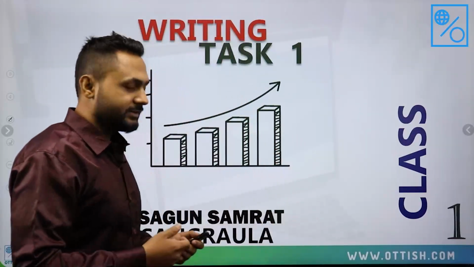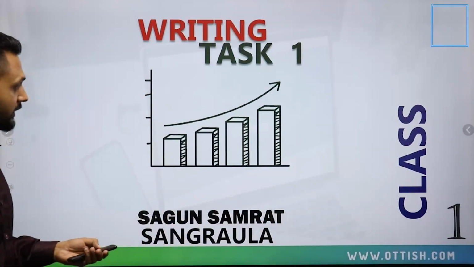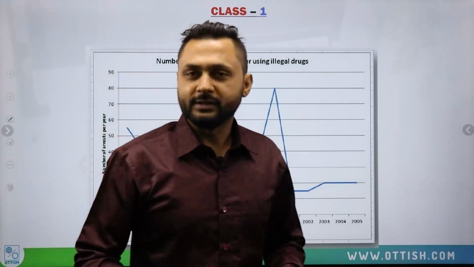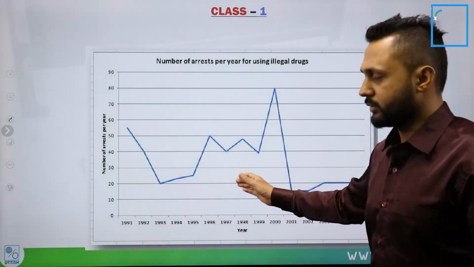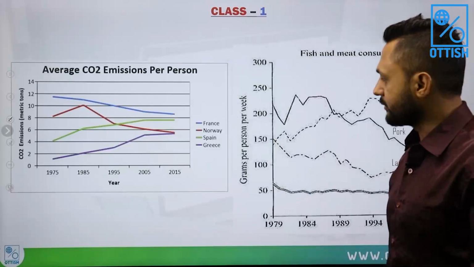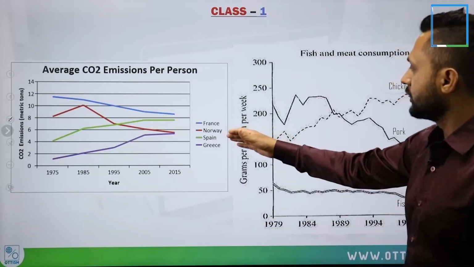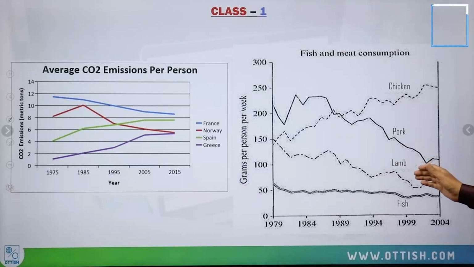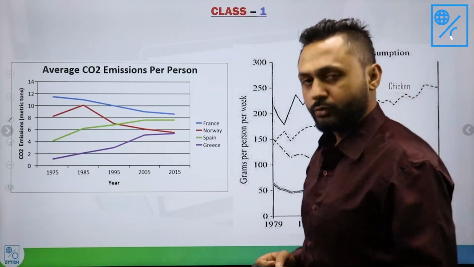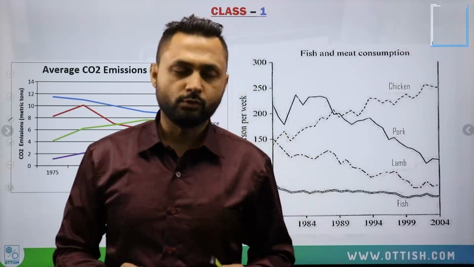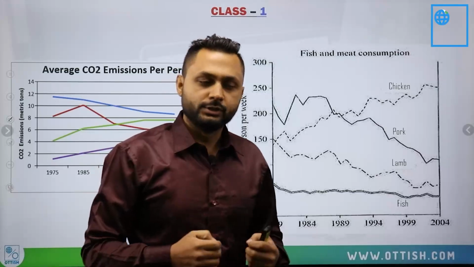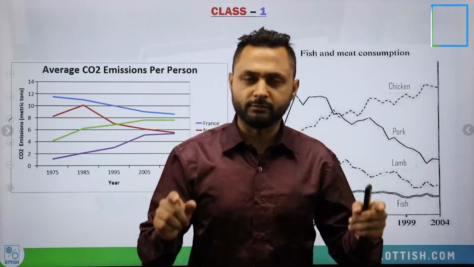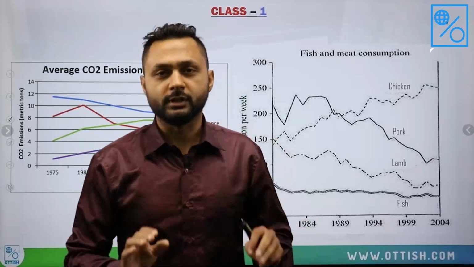So what does the question look like? This is a question that you can get in writing task 1, but this is just a sample question. This is known as a line graph question. Here we have two other line graph questions. This is one question and this is another question. In this first class, we will only focus on line graphs. What I need you to do is forget about all those other graphs, pie charts and table questions. Just focus on the line graph.